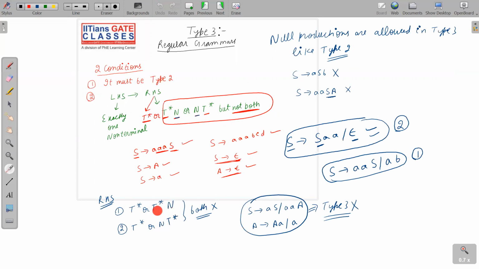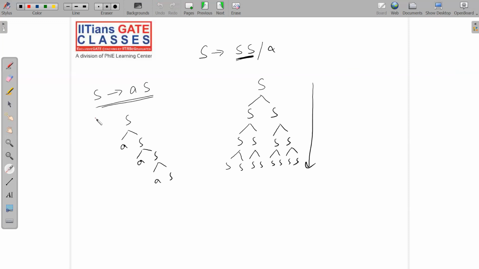Why is this right linear? Because growth is on the right hand side. See here, S implies aS. Let me write it again for you. aS, now this will give us aS, so we will have double aS. Now again it will have aS, so triple aS, and so on. So the number of a's is increasing like this. So this is right linear. Right side growth.